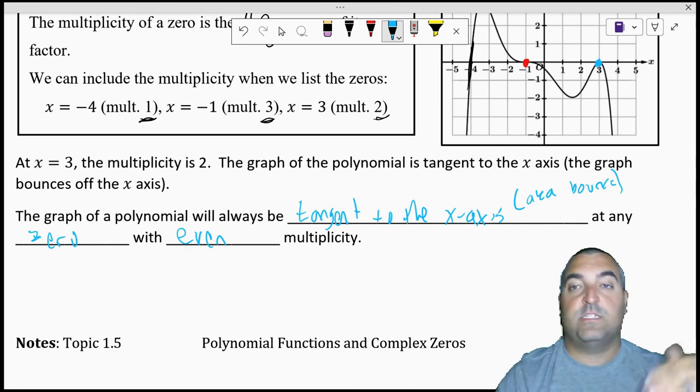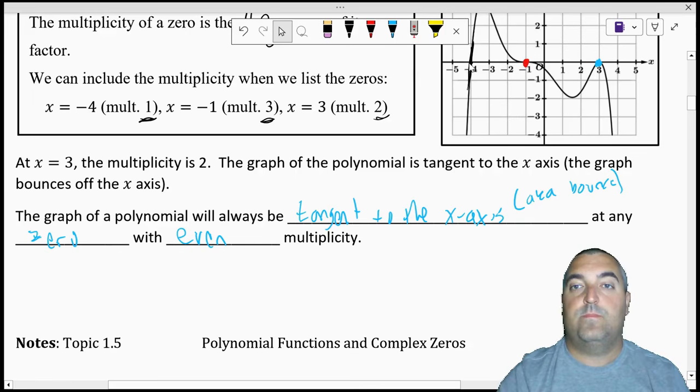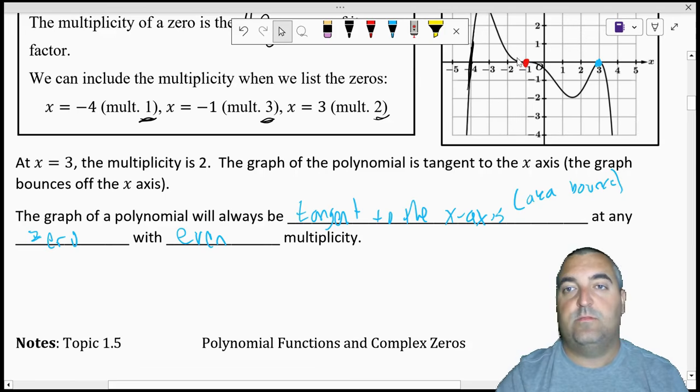If it's odd, it's going to go through. If it's the first multiplicity, it's going through linearly. If it's higher than that, third power, fifth power, seventh power, 101st power, it's going to go through with that squiggle.